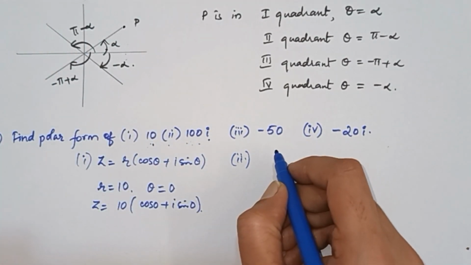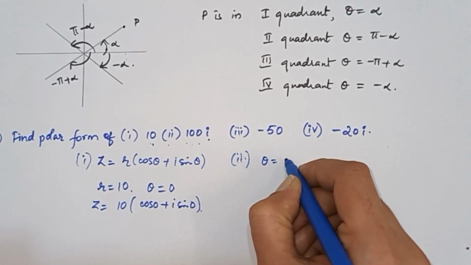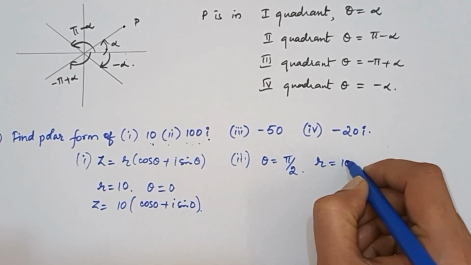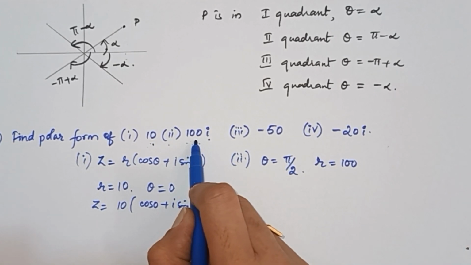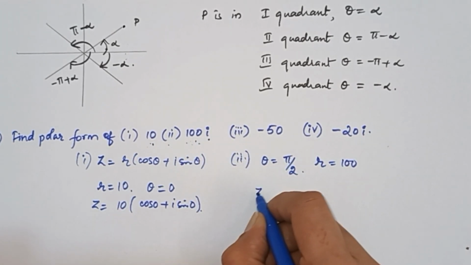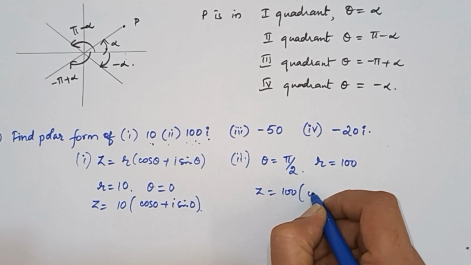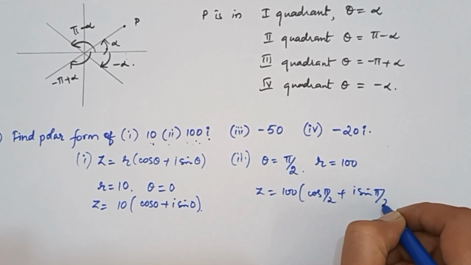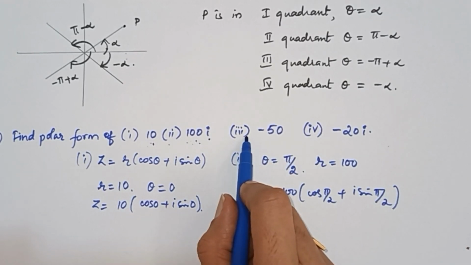So for a point on the positive y axis, theta is equal to pi by 2, and the value of r is equal to 100, the value of this magnitude itself. Hence its polar form is z equals 100 into cos of pi by 2 plus i into sine of pi by 2. Now see the third question, minus 50.